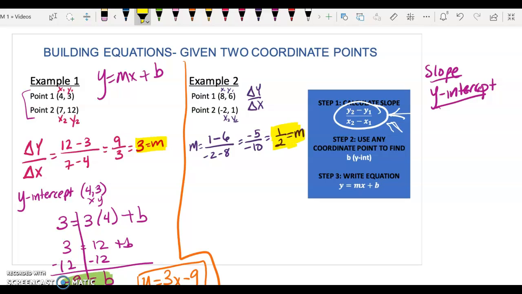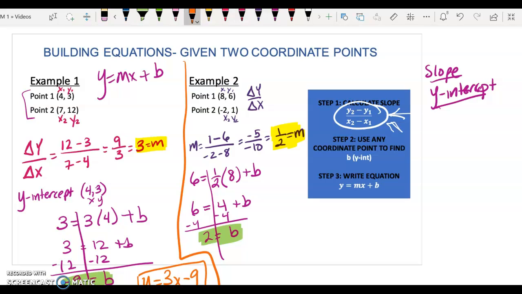So that is my slope. And as we did in the first example, we will do in the second. So now I take y, let's use the first point. 6 equals our slope, 1/2, times the x value, which is 8, plus b. So we have 6 equals 4 plus b. 1/2 times 8 is 4. Subtract 4 on both sides, and I'm left with 2 equals b. That is my y-intercept. So now I can write the line as y equals 1/2 x, that's my slope, plus 2.